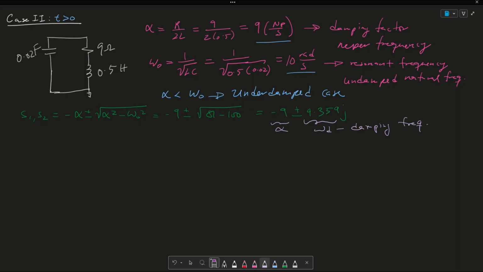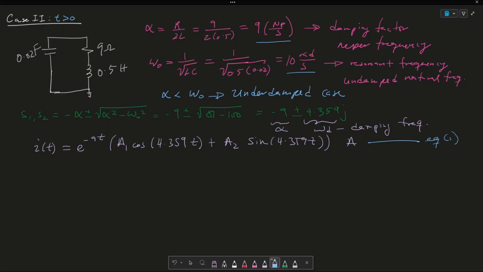So then from the previous video, we say that i of t for the underdamped case is equated to e to the minus 9t times A1 cosine 4.359t plus A2 sine 4.359t, and this here is in amps. And let me go ahead and call this equation number 1. So now we need to find these constants A1 and A2 using my initial conditions.